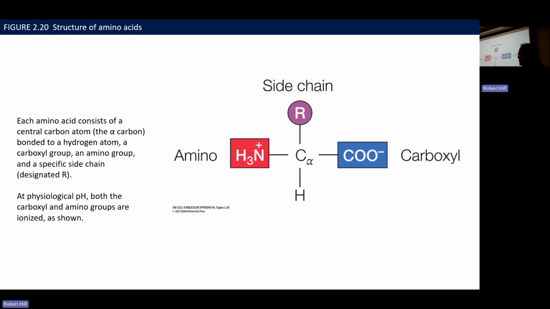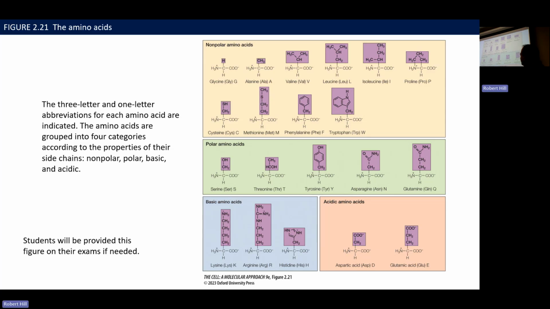Okay, so there's your 20 amino acids. Most of them are just nonpolar amino acids. All right, now if I were to ask you, if you have a 3D structural protein here, where would you find most of the nonpolar amino acids, like in the center of the protein or in the exterior of the protein? Center, why?